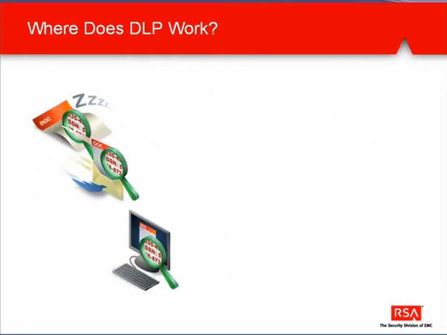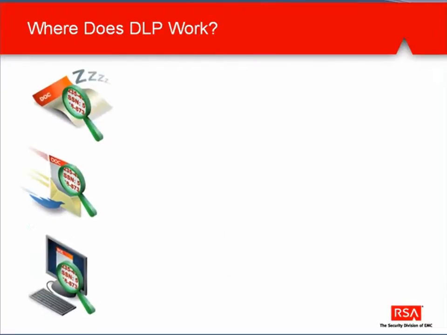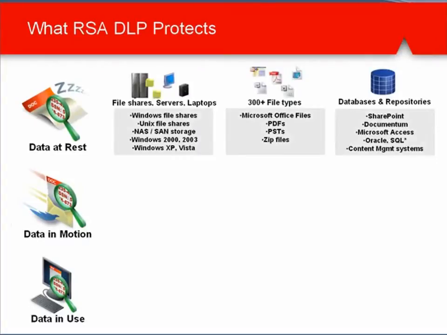So now let's look at each of these categories and see how RSA DLP approaches them. The first of these that I'll talk about is data at rest. With data at rest, DLP can identify and control data on your file shares, on your servers, on your laptops, workstations, as well as your repositories and databases. And as you can see here, we support more than 300 different file types.